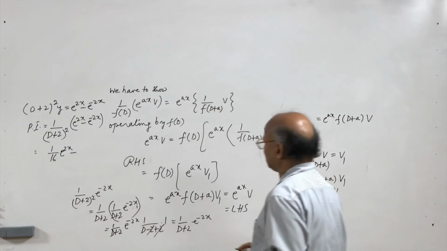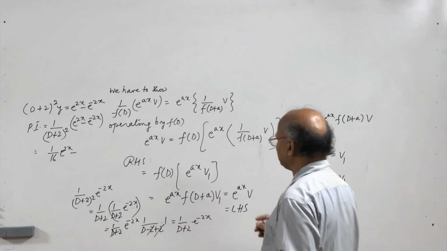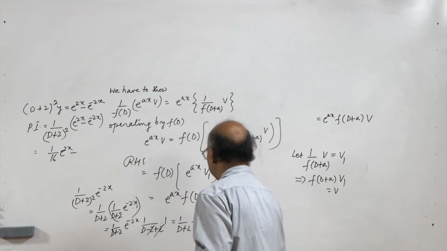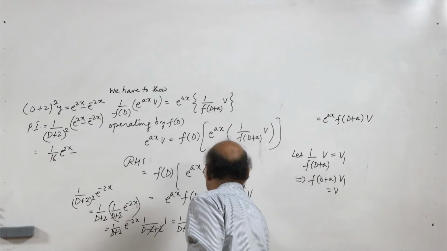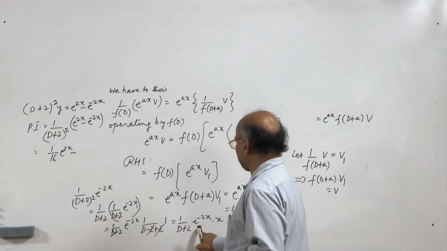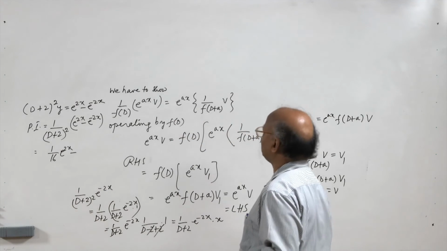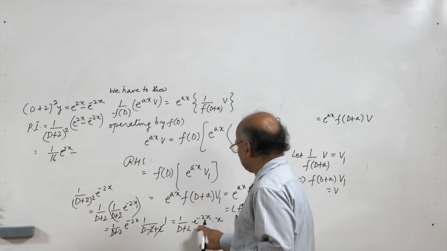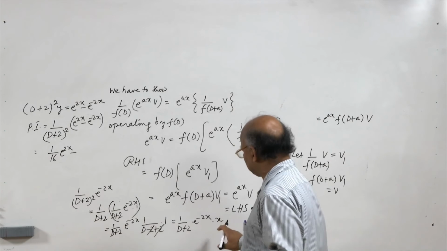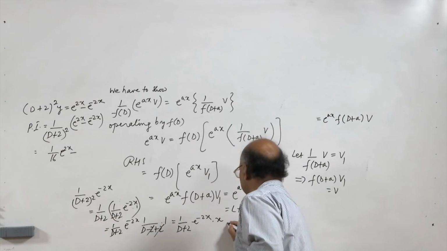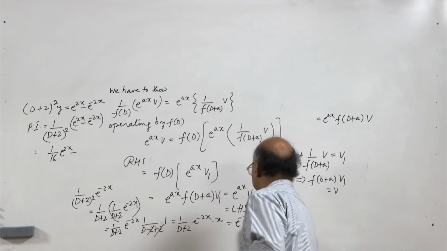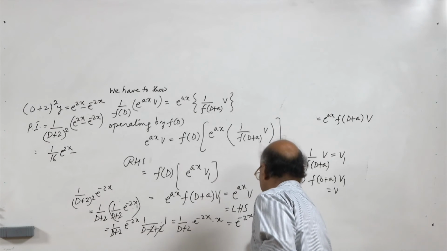1 over D means inverse of the derivative, that is, integral. Integral of 1 is x. Now again we will apply the formula which we have just proved to e to the power minus 2x into x. Let us take b equal to x. So then we will have e to the power minus 2x, D will be replaced by D minus 2.